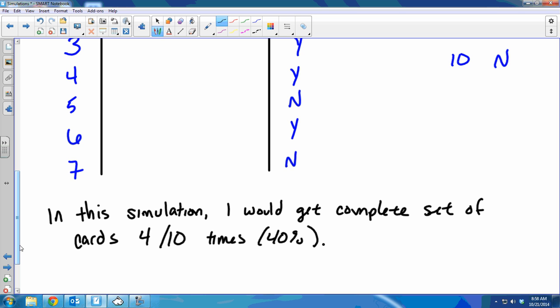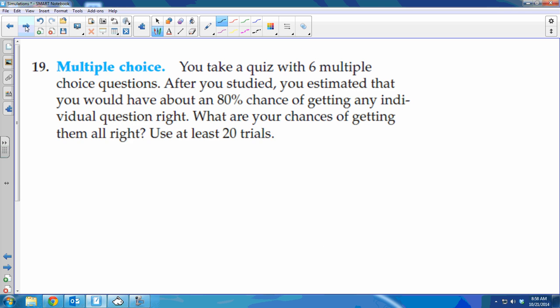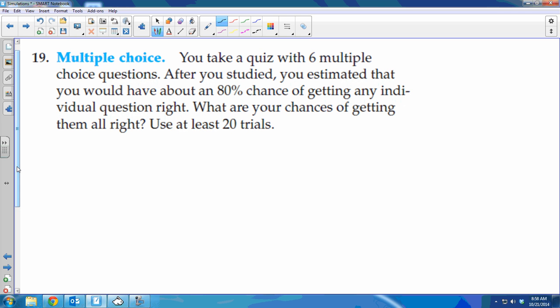Yes? Okay. I'm going to do one more problem because so far every single simulation we've done pretty much has been serial related. So I've got one more, and then I'll let you start working on your assignment that I haven't given you yet. All right, here we go. You take a quiz with 6 multiple choice questions. After you studied, you estimated that you would have about an 80% chance of getting any individual question right. What are your chances of getting them all right? Use at least 20 trials.